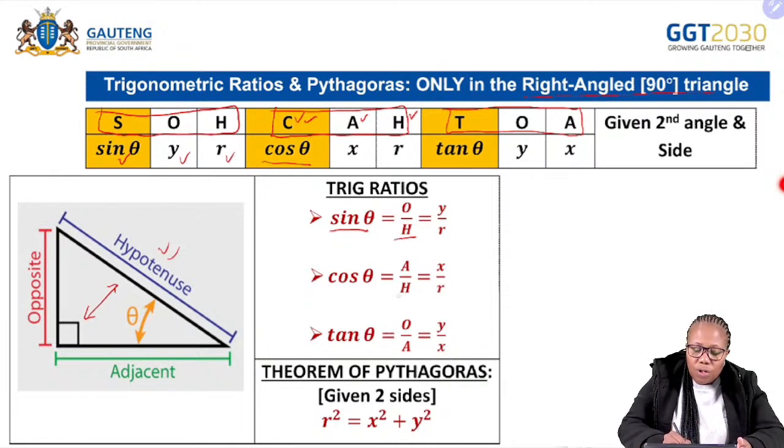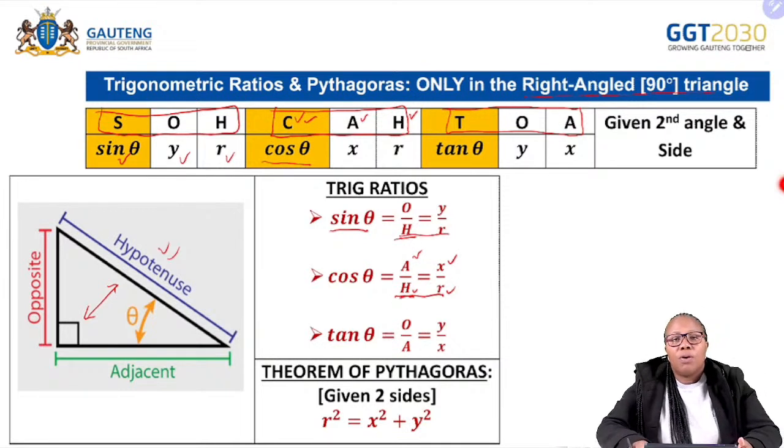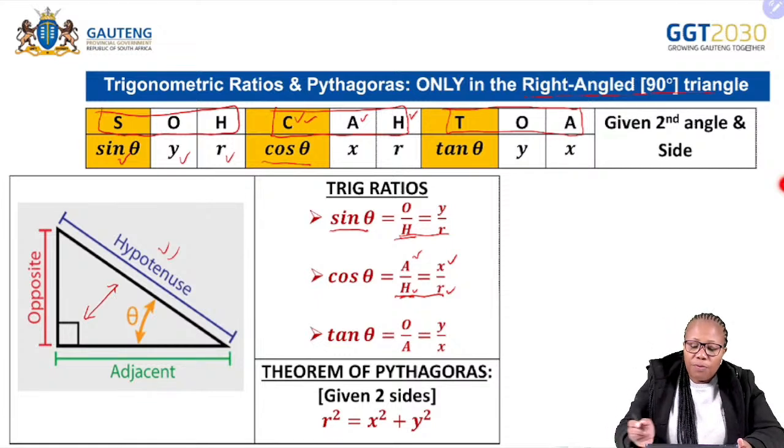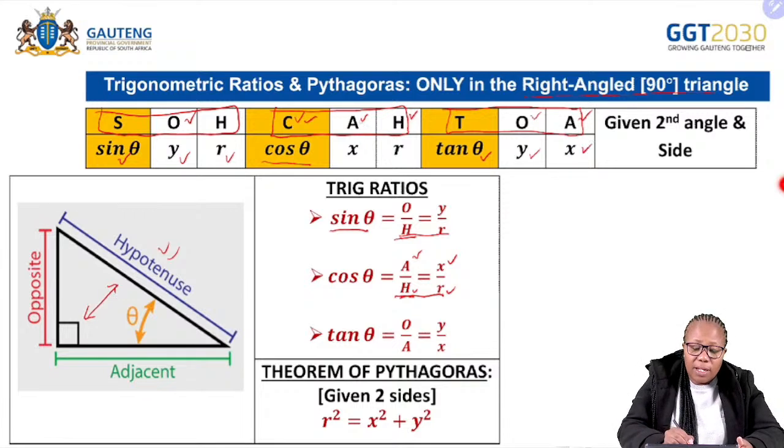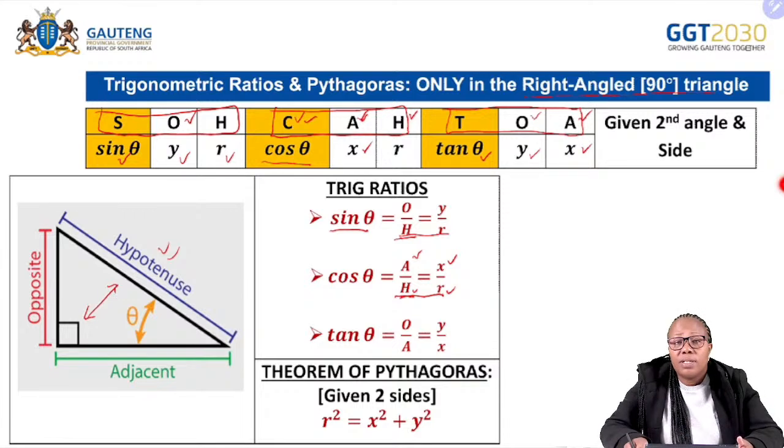So when we talk cos, we talk adjacent over hypotenuse, and the A represents the x, which is adjacent, and the hypotenuse is always represented by r, as you can see in the previous ratio. Lastly, we have tan theta. If you look at tan theta, TOA, T stands for tangent theta, and O is Y. Remember, we indicated that O is Y, and the A will always represent the X side.